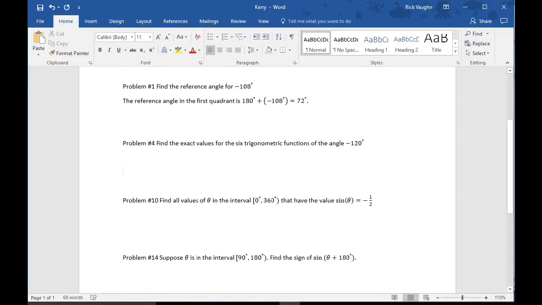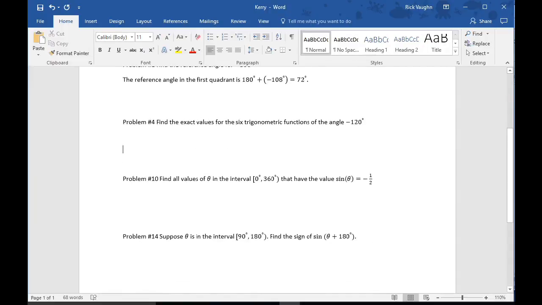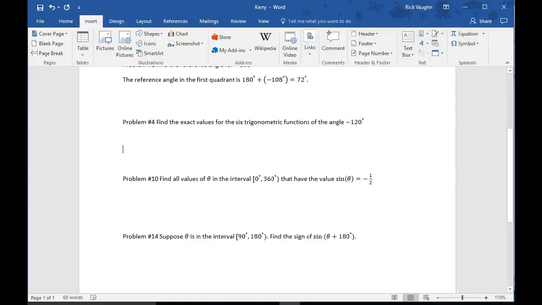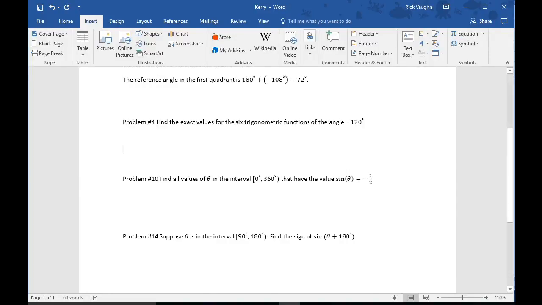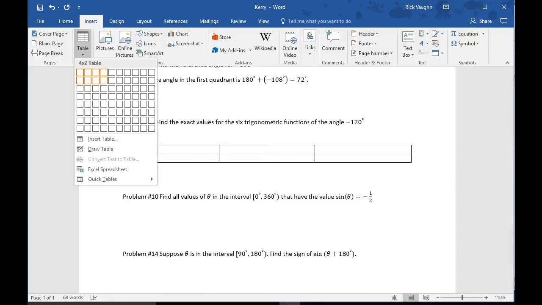All right, so now let's look at problem 4. Find the exact values for the 6 trigonometric functions of the angle minus 120. This might be easiest to do in a table. Three, four, five, 6.